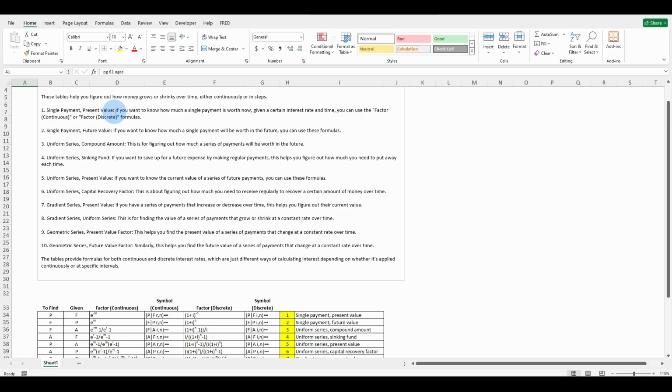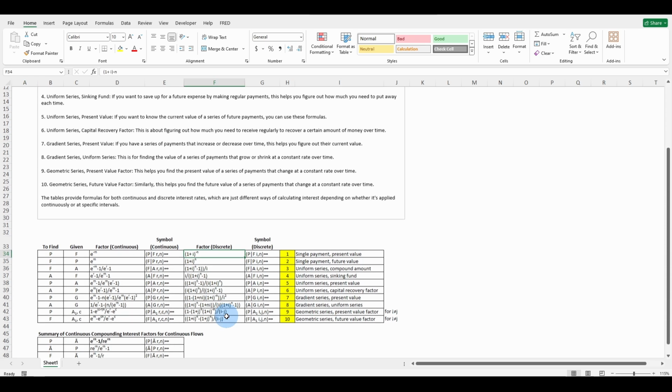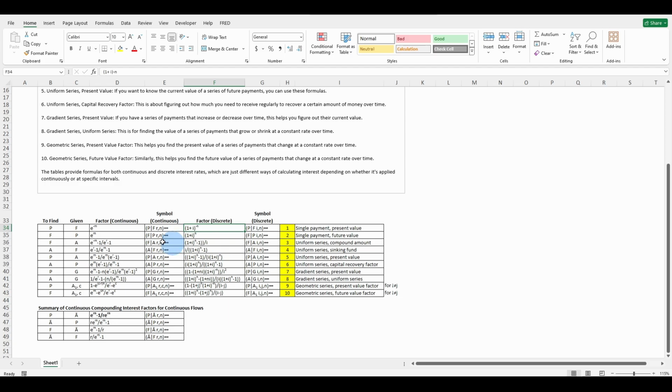Single payment, present value. If you want to know how much a single payment is worth now, given a certain interest rate and time, you can use the factor, continuous, or discrete formulas. Down here, number 1. Here is the layout. There's 2 different formats. We're going to have what I call the traditional approach, and this is where E is going to represent continuous, or EXP will be continuous. This symbol is for the engineers, this is how they're taught. And then for finance people, this is how I was taught. We have factor discrete, and this is the traditional style. And then we have symbol discrete.